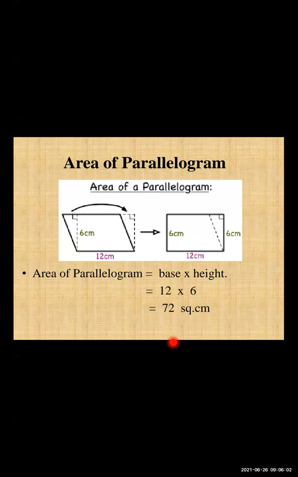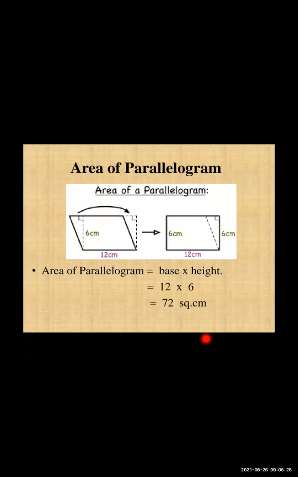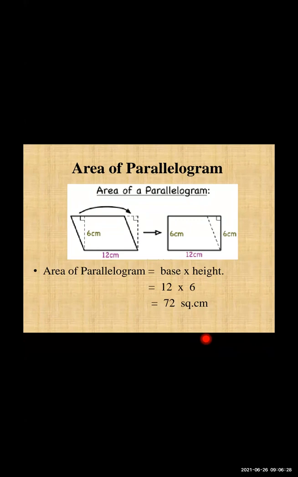square centimeters. See here the unit is square centimeter, because in the diagram the value of the side or length or width is given in centimeter. Here it is 12 centimeter, here it is 6 centimeter, both are in centimeters. So we write the answer after finding the area of the parallelogram. We write here 72 square centimeter, like this.